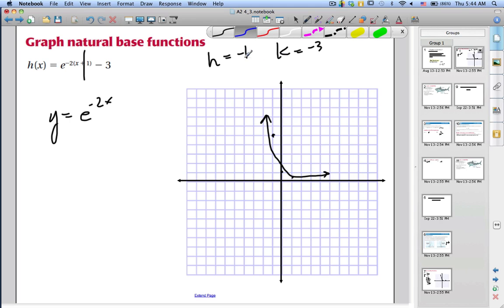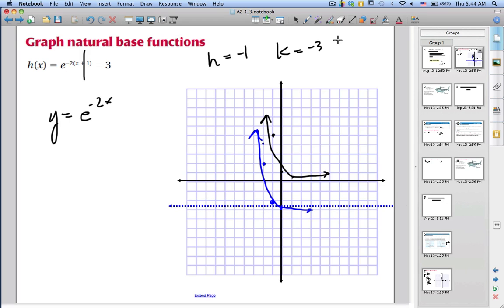So again, h is a horizontal shift. I move 1 to the left. K is a vertical shift. I move down 3. So I go 1 to the left and down 1, 2, 3. That's this point. 1 to the left and down 1, 2, 3. That's this point. And then 1 to the left and down 1, 2, 3. That's this point. And here's my new function. And because I have a value of k that's not 0, that also means my asymptote moved. So my asymptote is now at y is equal to -3.